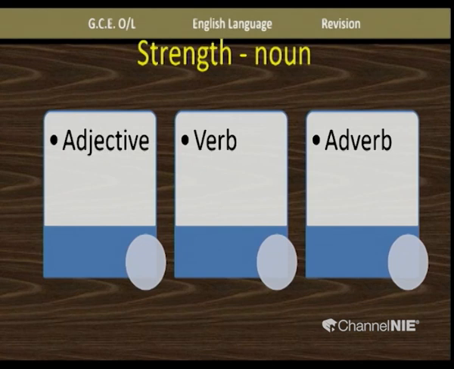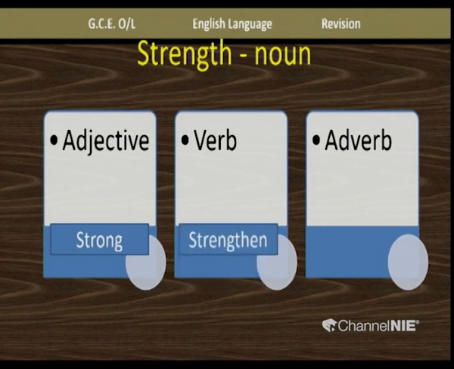By converting them into different word classes, sometimes we have to fill in the blanks. We have to use them appropriately in sentences. Strength is a noun. What is the adjective? Strong. He is a strong man. It can be converted into a verb, strengthen. We should try our best to strengthen the international relationships. I strongly recommend that you wear shoes when you go to school.